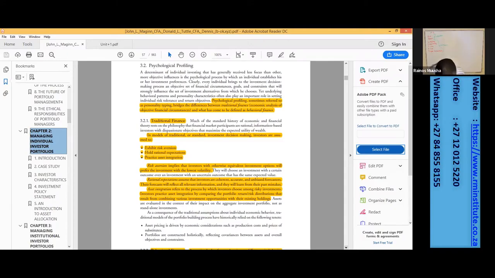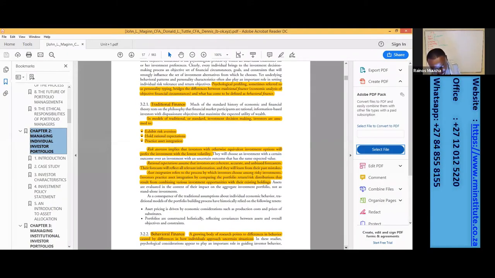So is there any question when it comes to the traditional finance assessment of different investors, what behaviors there are as well? Is there any question when it comes to the psychological profiling under traditional finance assessment?